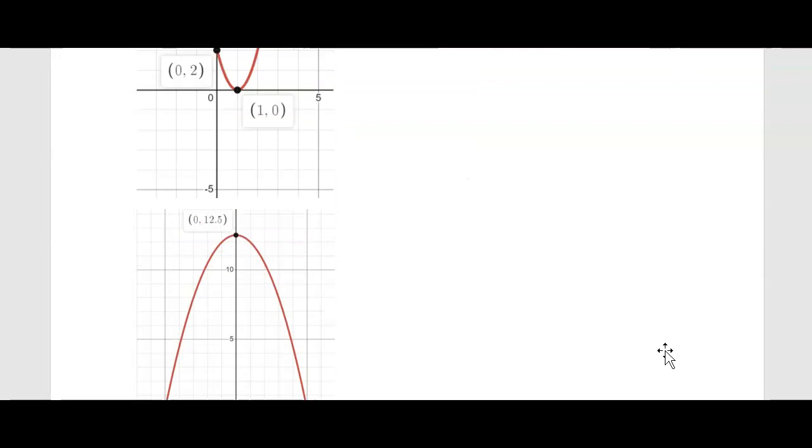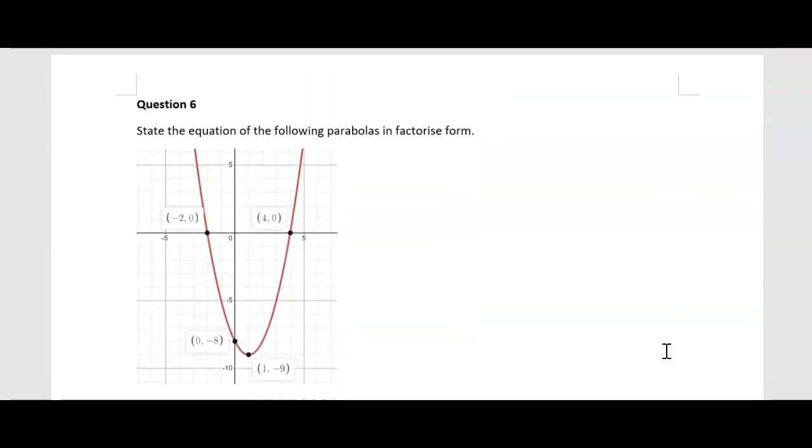All right, I think this is our last one. Question 6. Oh, how many? 3. State the equation of the following parabolas in factorized form. It should be factorized form. Duh. All right, so we can see our x-intercepts, which is awesome.